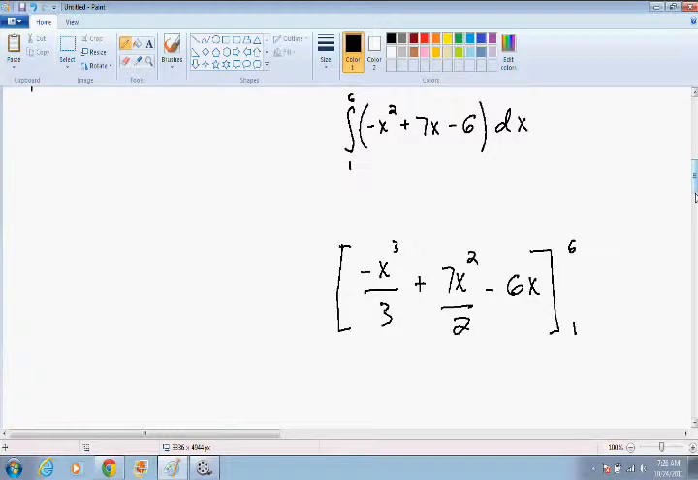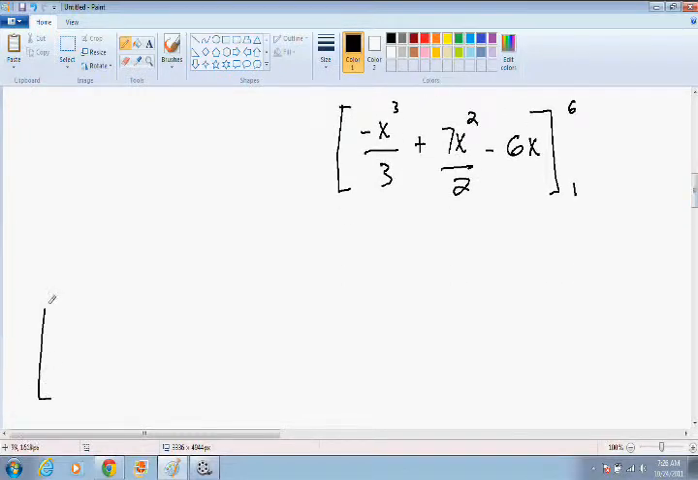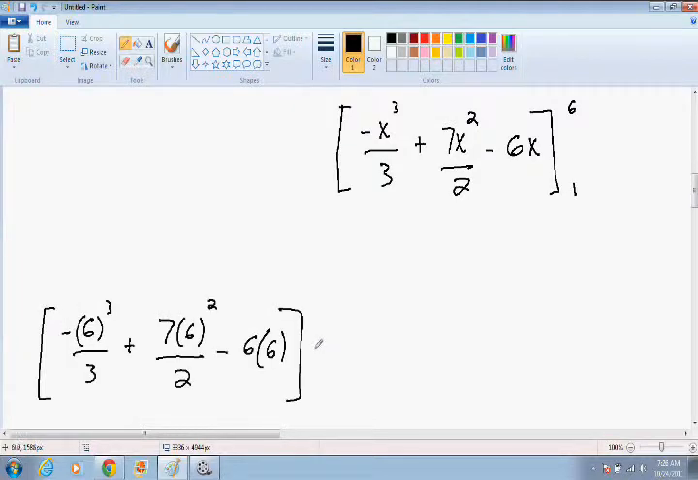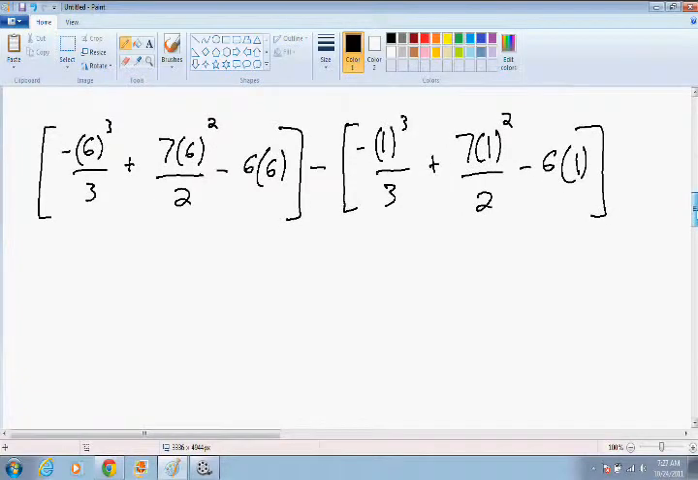So now our next step is to plug 6 in for x and plug 1 in for x and subtract them with each other. The first thing I'm going to do is plug 6 in for x. And you need to subtract this, and now you need to plug 1 in for x. This first set of parentheses simplifies and just becomes 18. And the second set of parentheses simplifies and becomes negative 17 over 6.